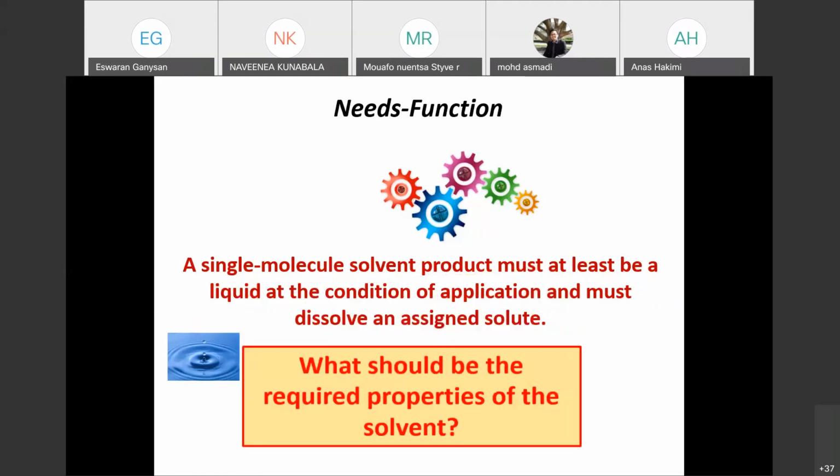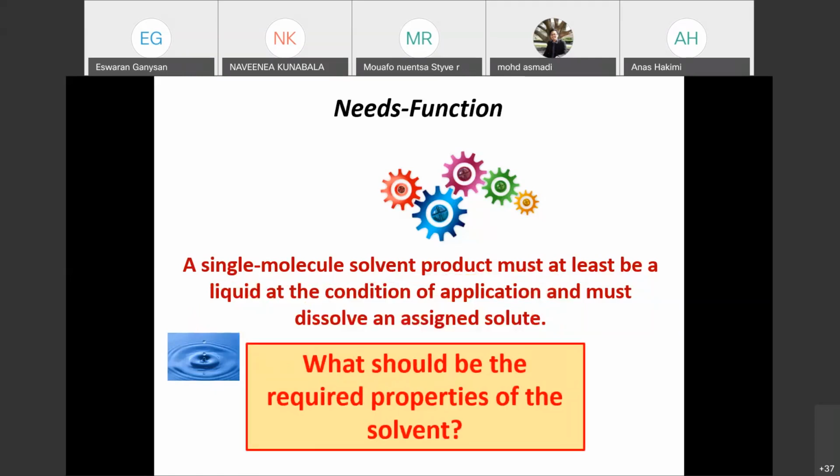So what should be the required properties of the solvent? This is what you need.